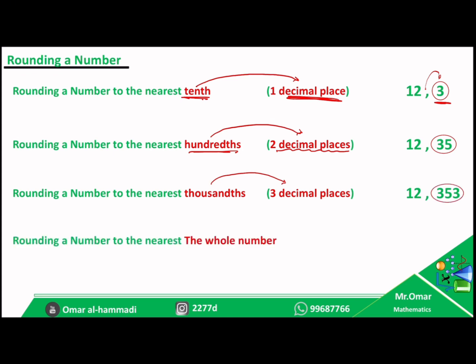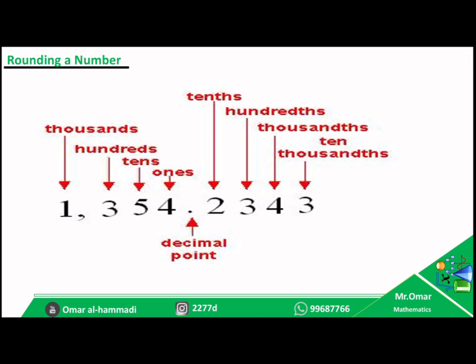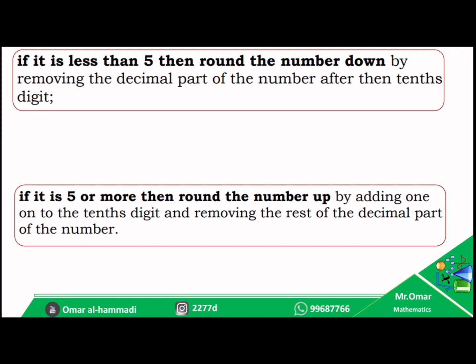Rounding a number to the nearest whole number. What do we mean by the whole number? The number without a decimal, without a point. It's only 12. And here, this is everything that we have. But let's see this one. This is the rule that we are going to use in rounding numbers.